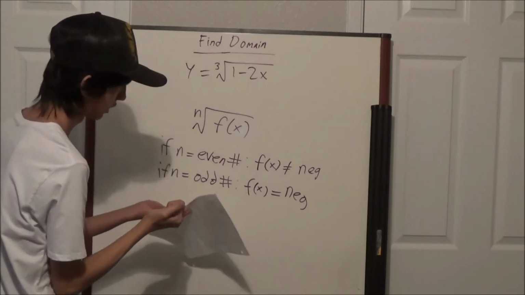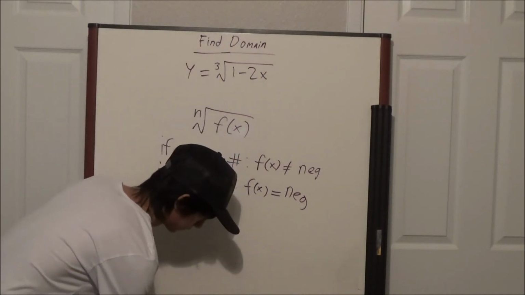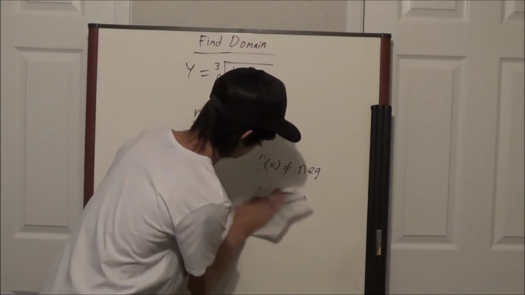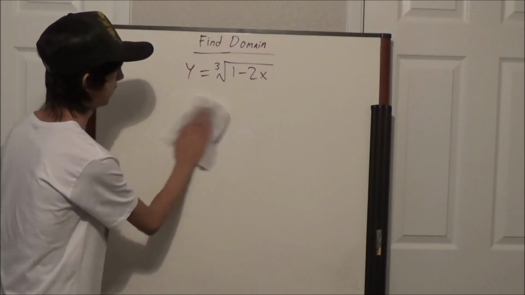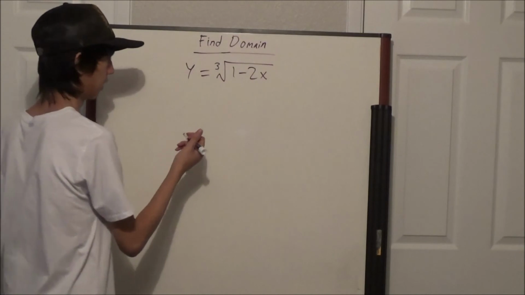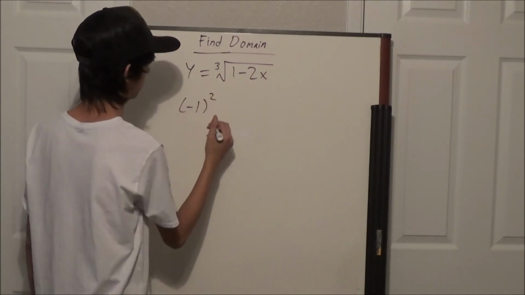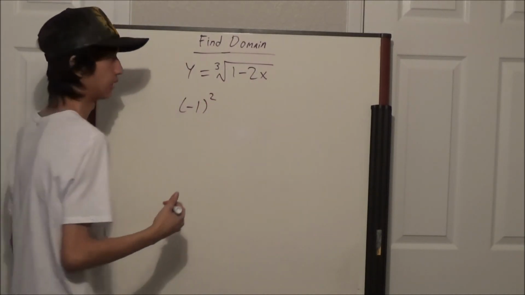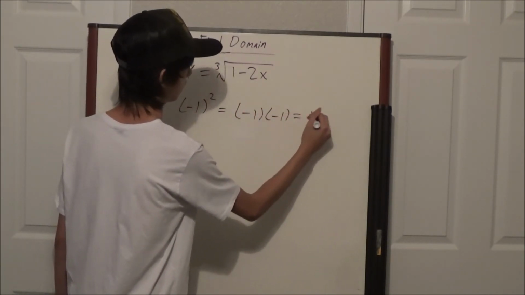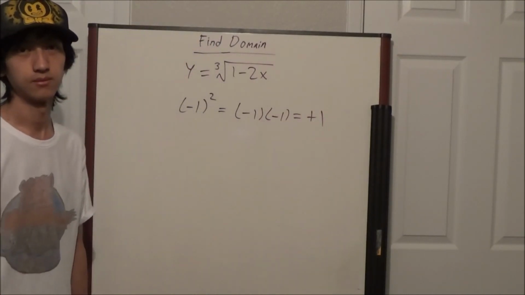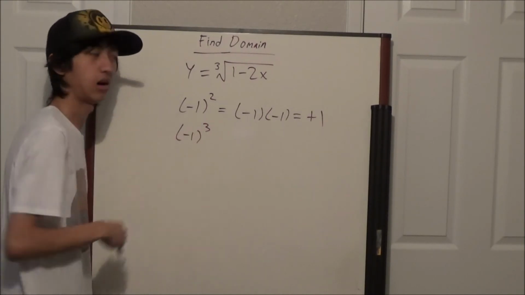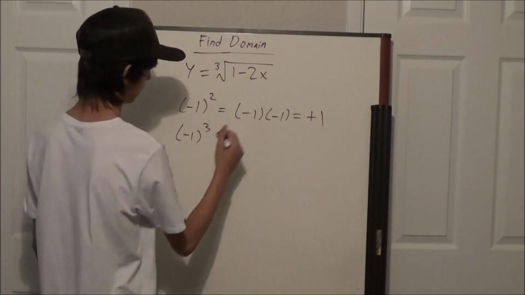Okay? Let me explain why. So, I can prove this to you. Just for basic matter, let's start with -1. Okay? The reason why -1 squared is positive is because when you have a negative times a negative, it equals a positive. Okay? Now what if I have an odd number as an exponent? Well, I'm going to rewrite it like that.